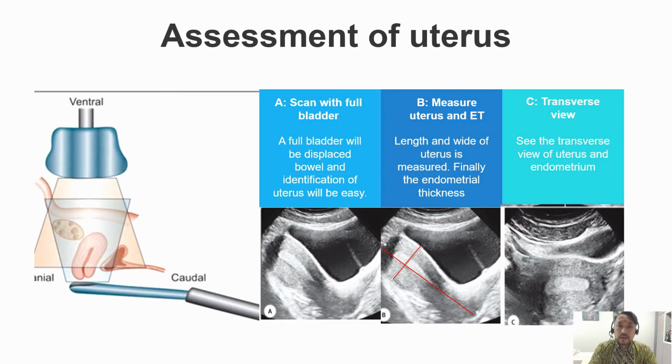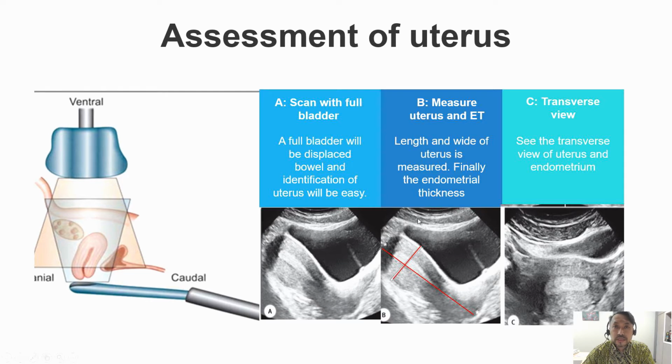Okay, all right. So first thing is regarding the assessment of the uterus. Everyone will do an ultrasound on your patient when they come for infertility workup. So number one, you want to scan with a full bladder. Why? Because a full bladder will displace the bowel and identification of the uterus will be easy. So this is the bladder, and then this is the uterus at the posterior part here.